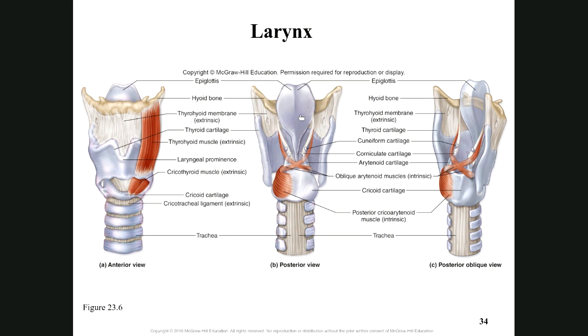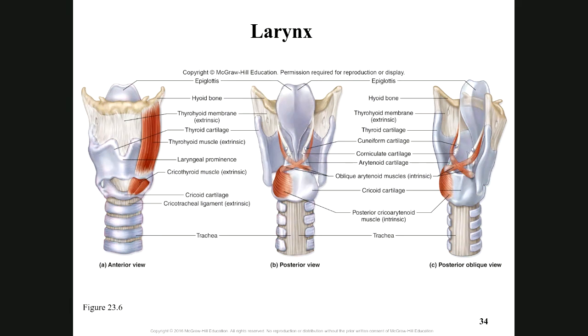And then we have 3 paired cartilages. One of them is here, we call it the arytenoid cartilage. One of them is attached to the arytenoid, and we call it corniculate. And the other one is further, and we call it the cuneiform cartilage. Arytenoid, corniculate, and cuneiform are paired cartilages.